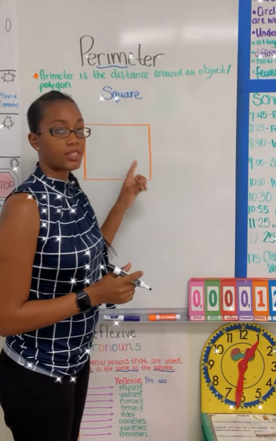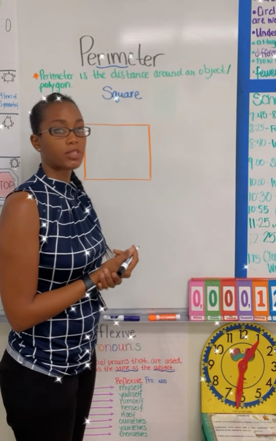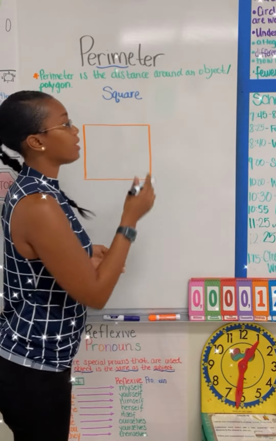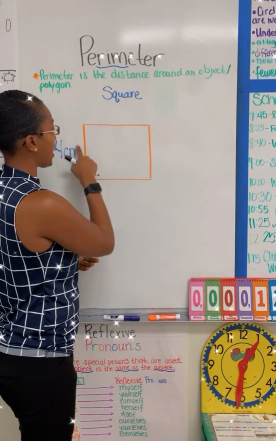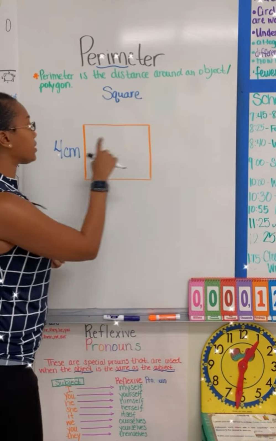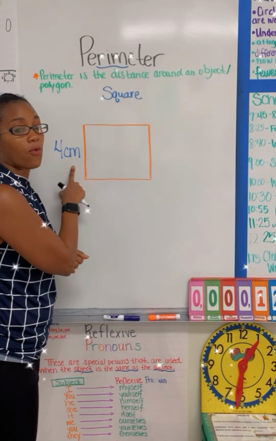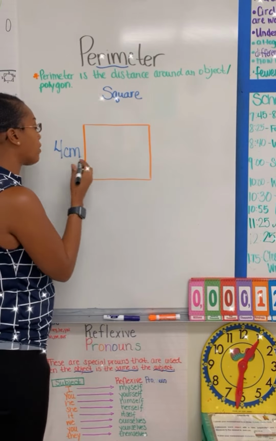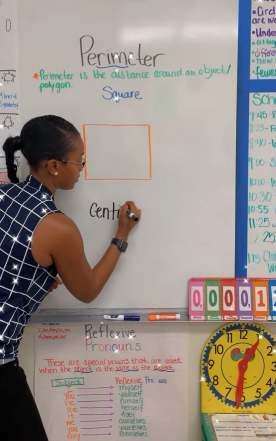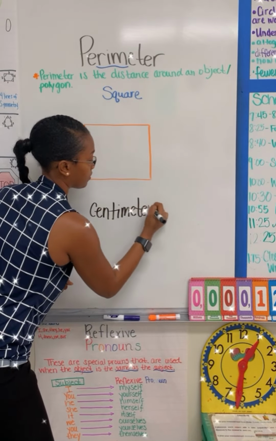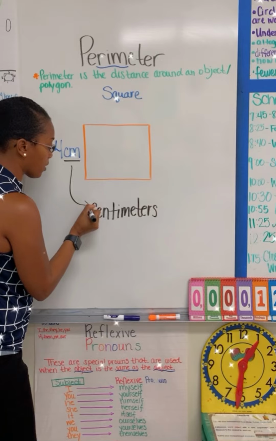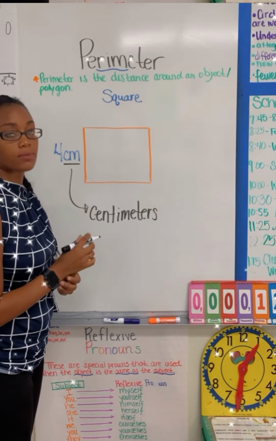Let's look at this shape. This is a two-dimensional shape and it is a square. One thing I know about a square is all of the four sides of the square are equal to the same length. This length on the left side says 4 centimeters. I know that my unit is in centimeters because cm stands for centimeters.